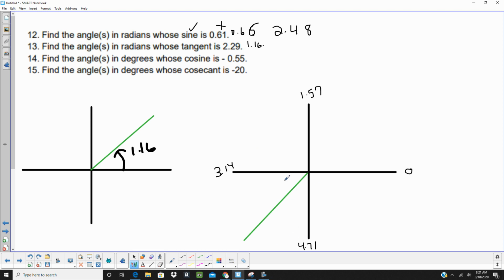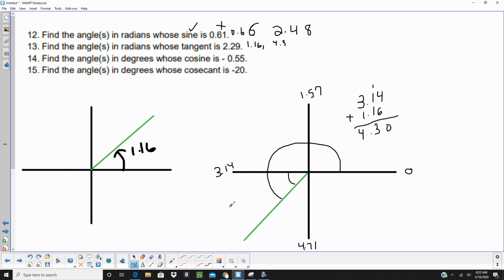That's going to be my first answer. And that's my reference angle right here, 1.16. So we're going to pi. And then we're adding that little bit on there. So that's going to be 3.14 plus 1.16. And I'm going to do this without a calculator. That's 10, carry the 1. 4.3. Comma in there. All right, so we got those two.